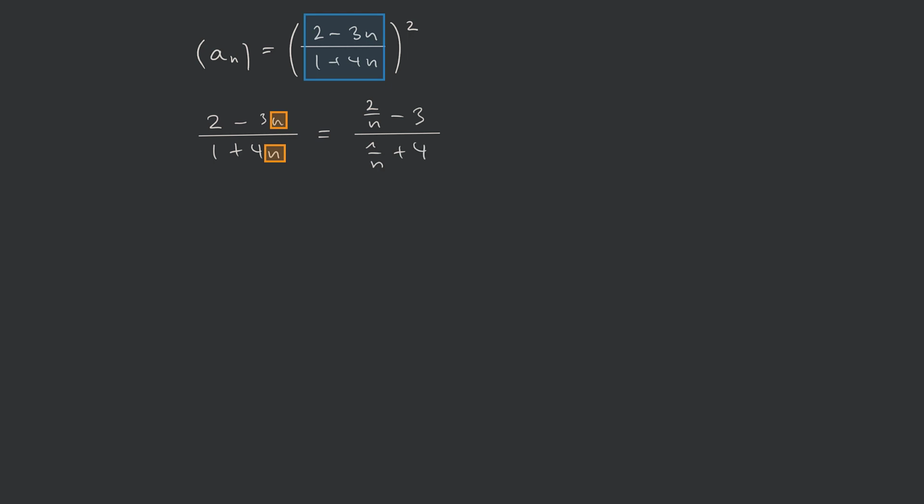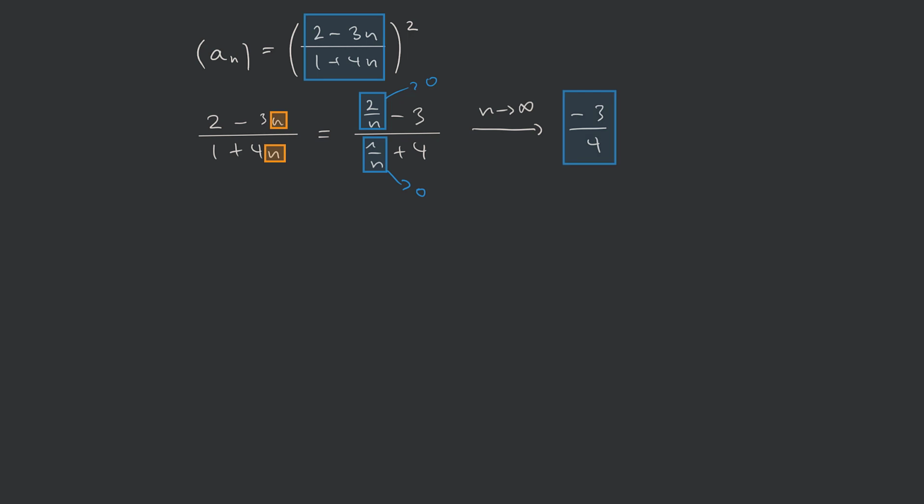And following our old scheme, we know that this and this are 0 sequences. So this goes to 0 and this goes to 0. And in the limit, when n goes to infinity, this tends to minus 3 over 4, which is the limit for the expression within the brackets.